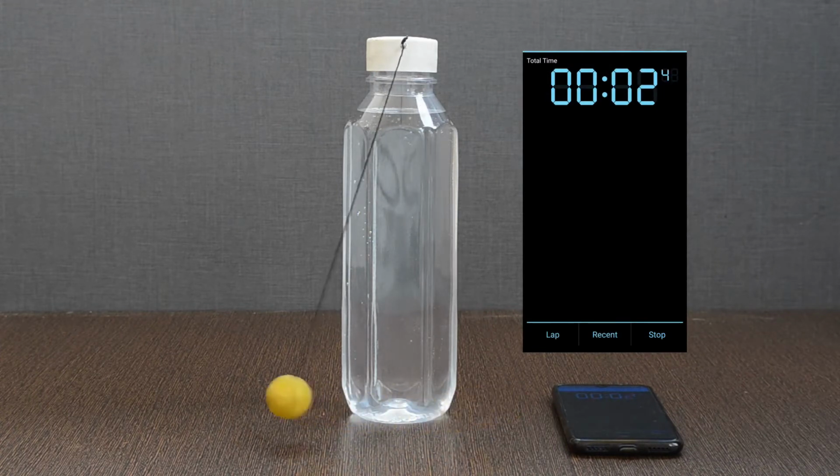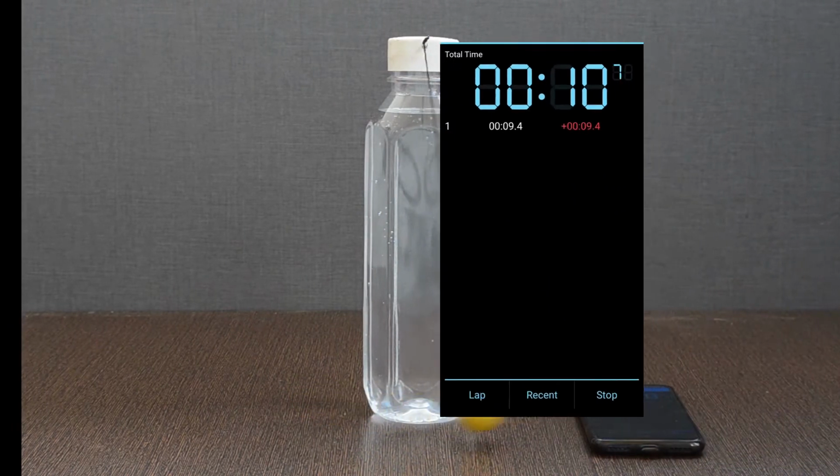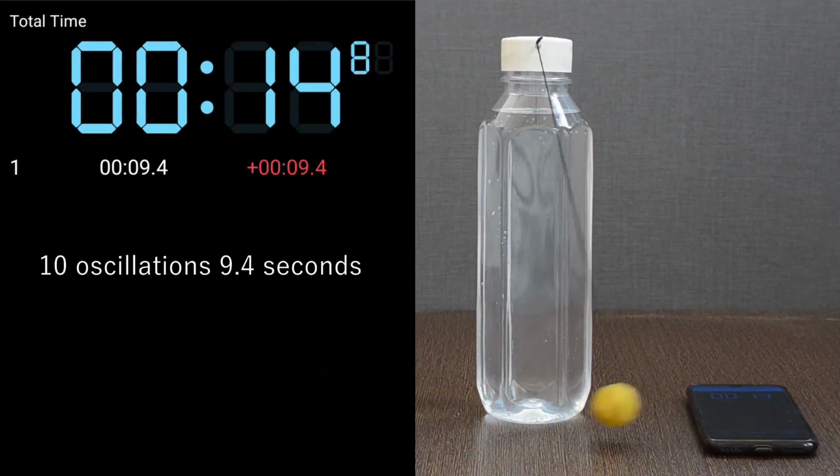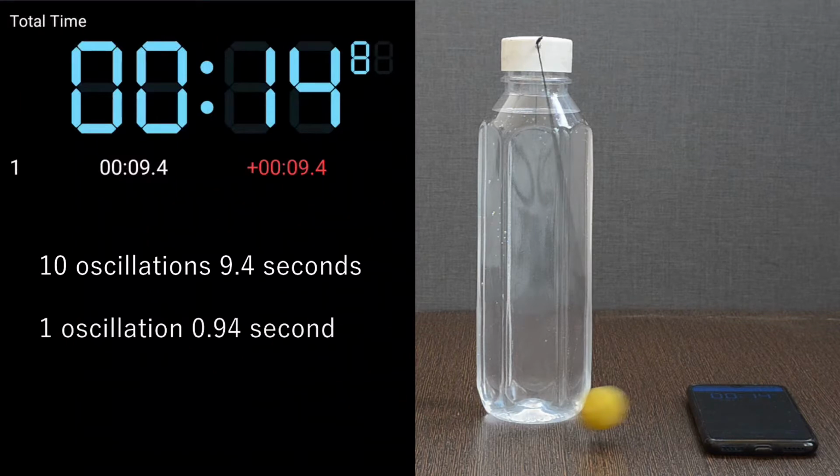1, 2, 3, 4, 5, 6, 7, 8, 9, 10. For 10 oscillations, it took 9.4 seconds. That means for one oscillation, pendulum took 0.94 seconds. So period of the pendulum is 0.94 seconds.